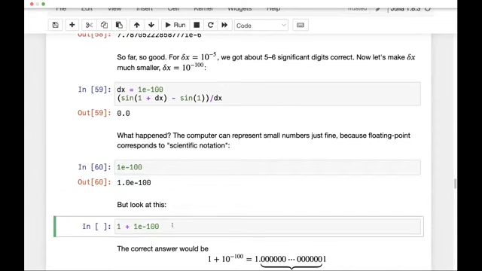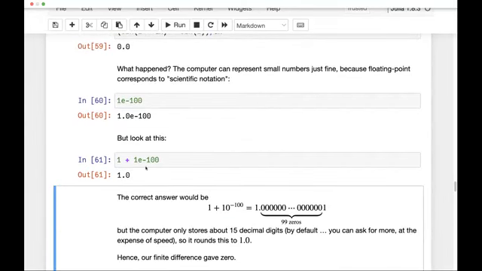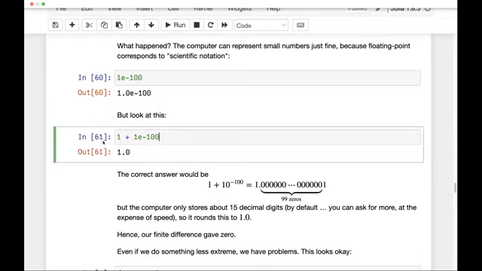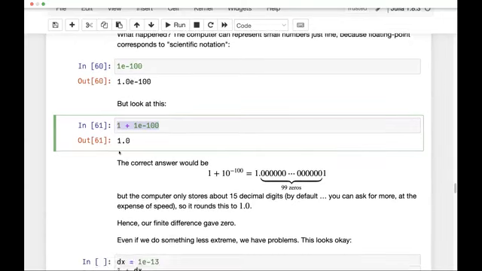But if you do 1 plus 10 to the minus 100th, you get 1. The correct answer would be 1, a decimal point, 99 zeros, and then a 1. And if the computer is only storing 15 digits, it cannot store 99 zeros and then a 1. What it does is take this result and round it to the closest number that it can represent with 15 digits, and the closest number is 1.